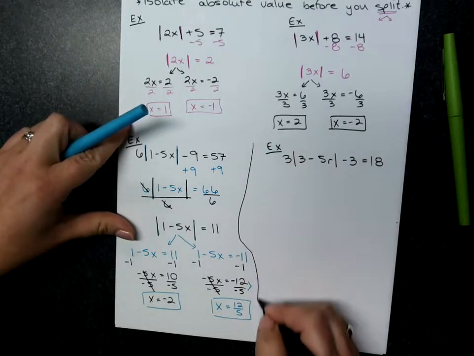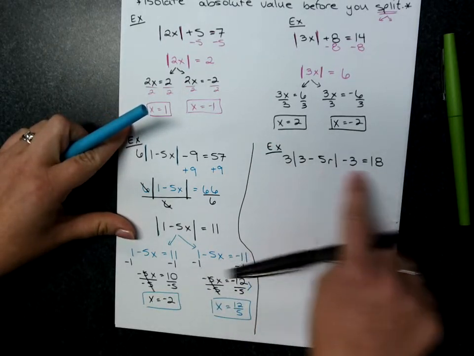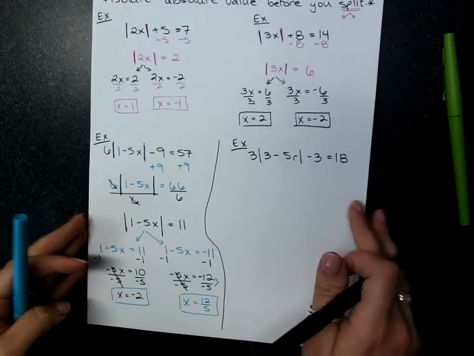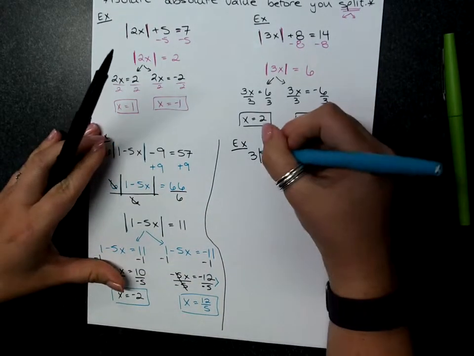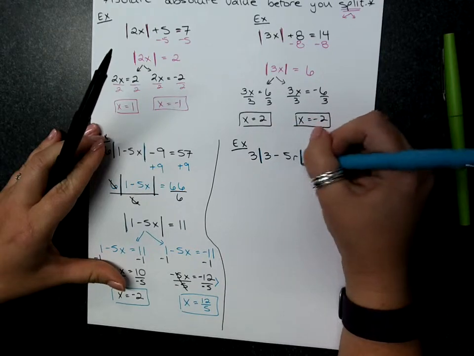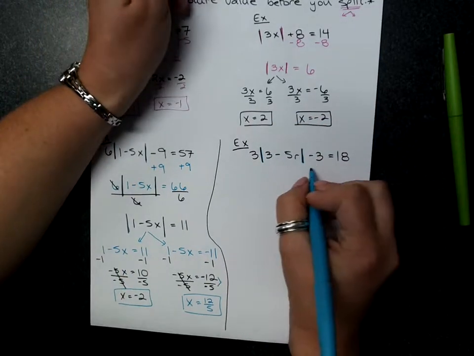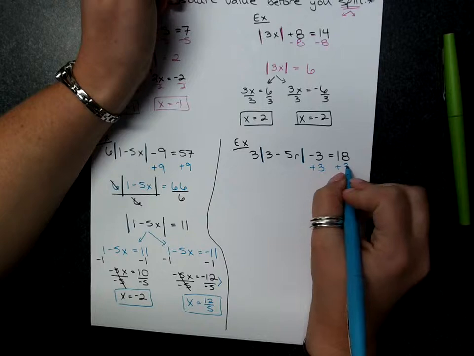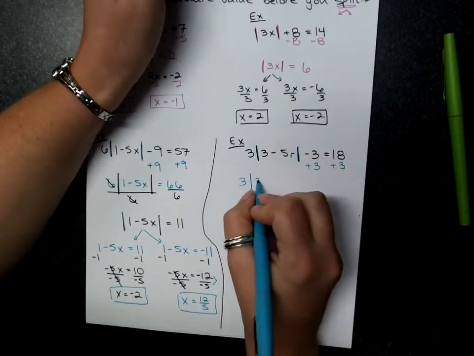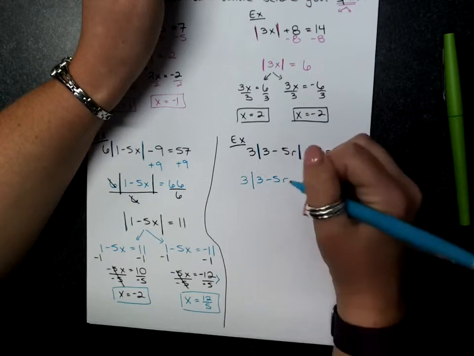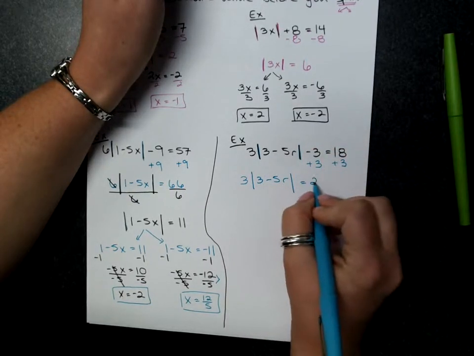Again, if you want to pause the video and try this other example, and then just push play, you can watch me work it out. I'm going to go through this one. So first you want to add 3 to both sides. It gives us 3 times the absolute value of 3 minus 5r equals 21.